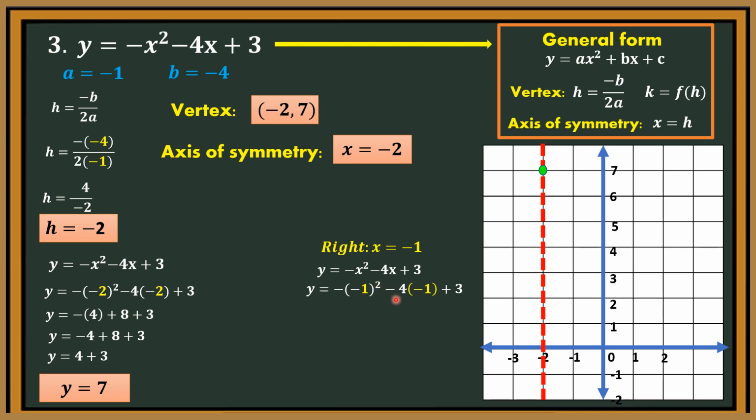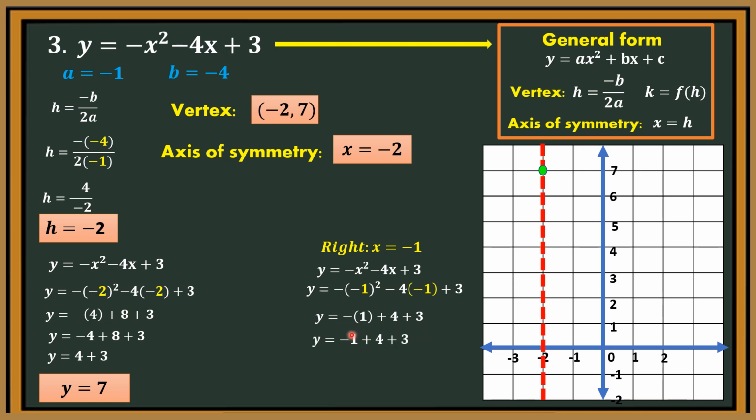Then, minus 4. Yung x natin, palitan ng negative 1. Plus 3. Then, simplify muna natin yung nasa loob. That is y is equal to negative, kinopya lang. Negative 1 squared, that is negative 1 times negative 1. The answer is 1. Negative 4 times negative 1, that is positive 4. Copy lang yung plus 3.